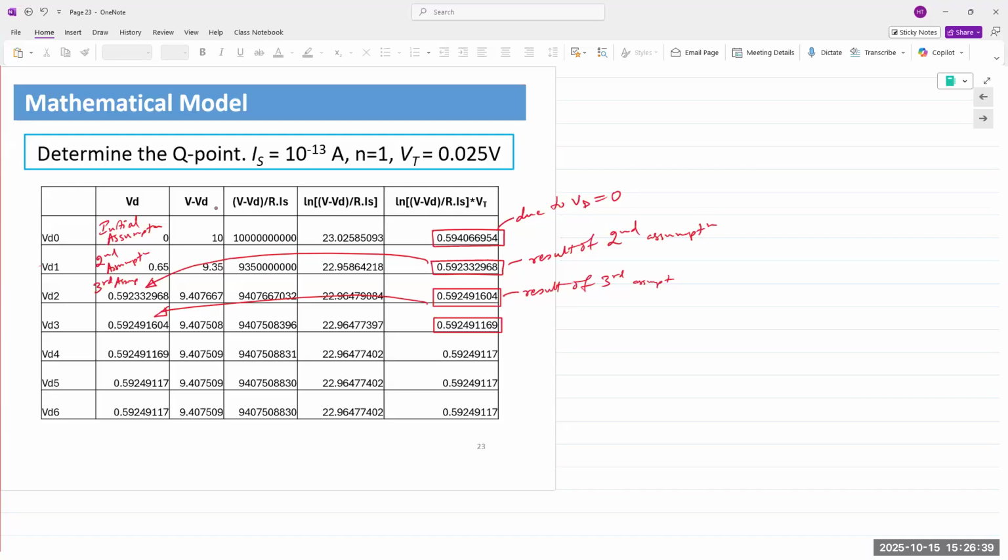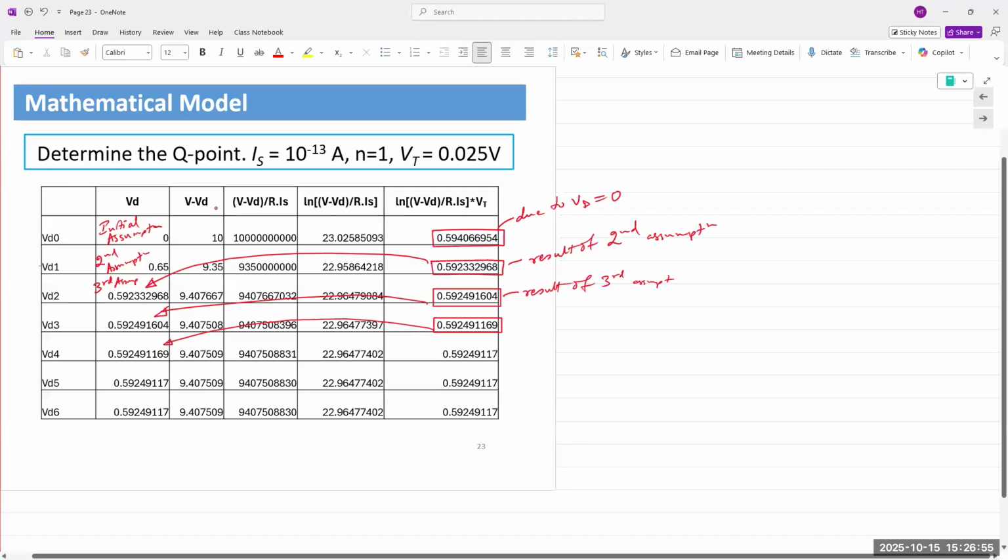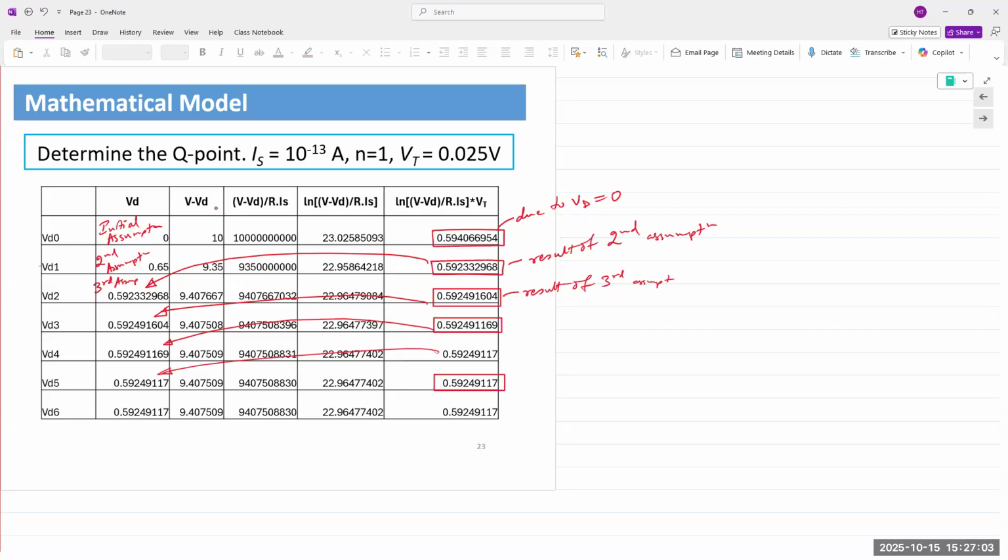0.592491 within just a couple of iterations. But if I want to continue going, I can keep going. I can find it. And finally, at this spot, I get the exact same answer as my input. My input is up to, let's see, 8 decimal places. My answer is exactly the same.